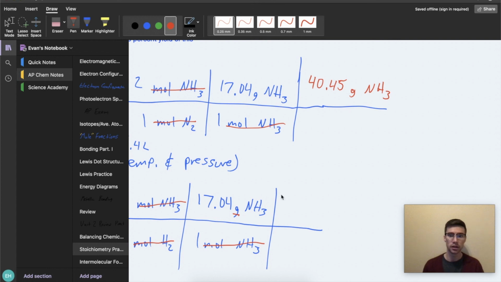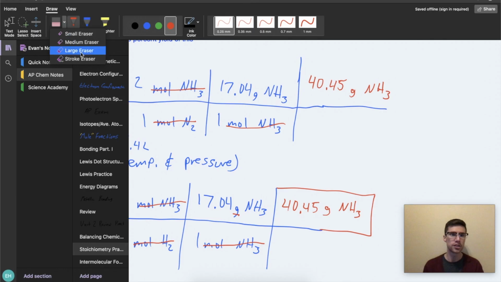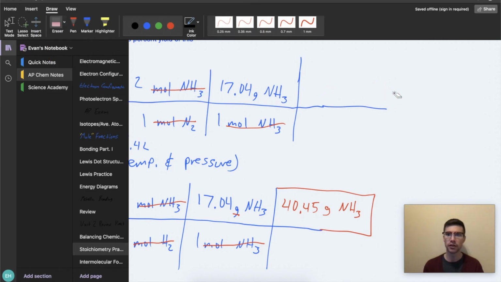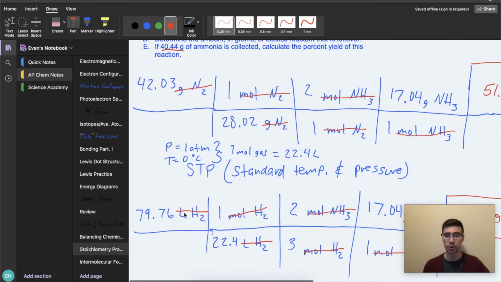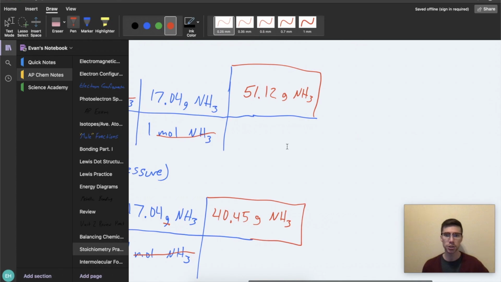So this is actually where our 40.45 is supposed to go. That came from our liters of hydrogen gas. So I apologize if you caught me on that and I didn't catch it until now. But here we go. So let me erase this really quick. This is actually not 40.5. So good for you if you did this correctly. This should be 51.12 grams of NH3. Okay, so I did these backwards when I did it on paper. I did the liters of hydrogen first and the grams second. So they were switched, but these should be correct now.